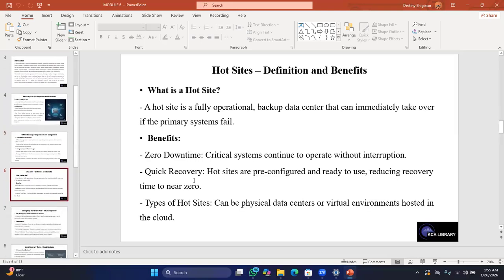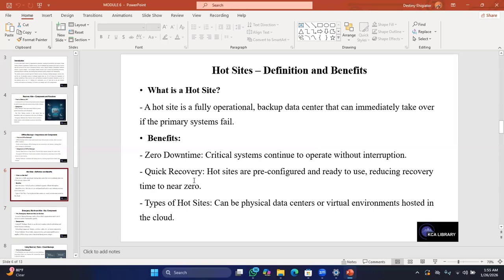Then what is a hot site? A hot site is a fully operational backup data center that can immediately take over if the primary system fails. This is a component of a recovery kit. What are the benefits? There's zero downtime. There's no downtime for the organization when they have a hot site. Critical systems will continue to operate without interruption. Then there's quick recovery. Hot sites are preconfigured and ready to use, reducing recovery time to near zero.